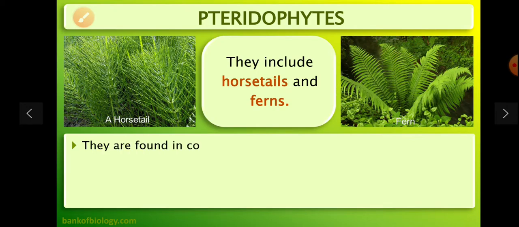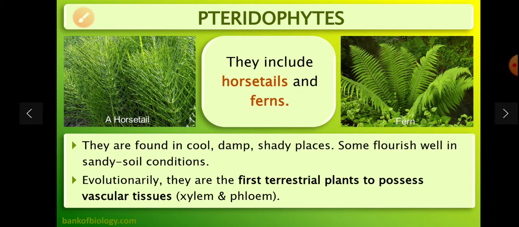What are pteridophytes? What do they include? They include horsetails and ferns. They are found in cool, damp, sandy places. Some flourish well in sandy soil conditions. Evolutionarily, they are the first terrestrial plants to possess vascular tissue, that is, xylem for conducting water and phloem for conducting food.